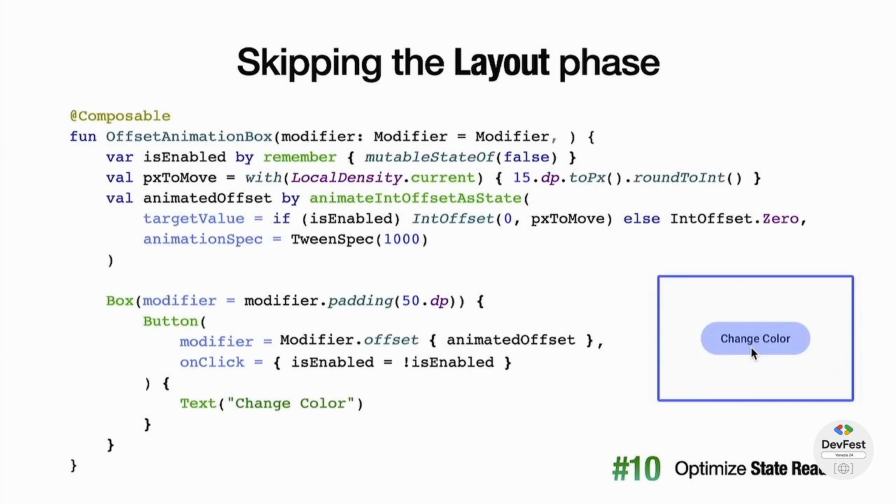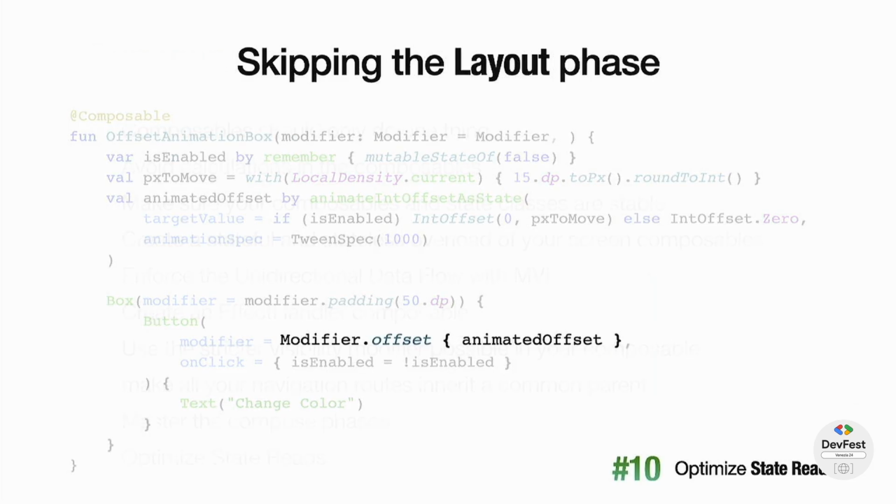The next one is how do I skip the composition phase? In this case, we are animating the position, so I want to skip the composition phase. So I'm changing the offset modifier here. If I use the offset function, that is a function call that runs also in the composition. But all these modifiers that are not draw something or canvas, that run with the lambda, these run in the layout phase. You can see it also in the documentation of these functions. So you can just use this to skip the composition phase.